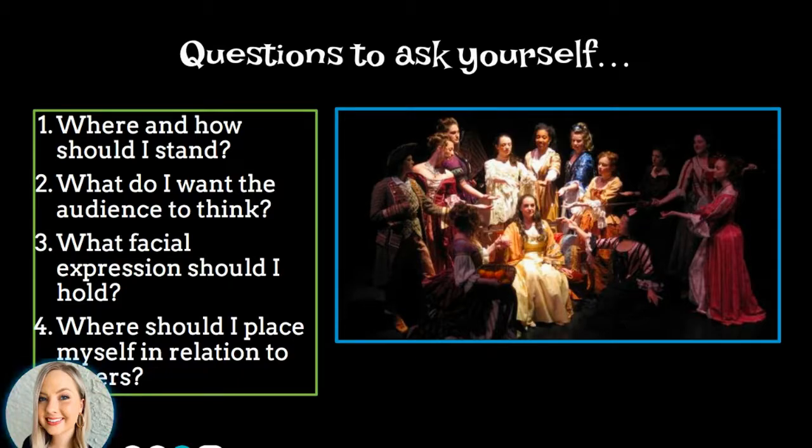The second question to ask yourself is, what do I want the audience to think? What am I trying to convey to the audience right now in this particular moment? Number 3 is, what facial expression should I hold? Remember, it's not a deadpan. You want to have a facial expression. And even if that facial expression is something simple, you still want to have a facial expression that you are holding in the tableau. And the fourth question to ask yourself is, where should I place myself in relation to others? This one is going to be really important because depending on where you put yourself, that's going to tell a lot to the audience.